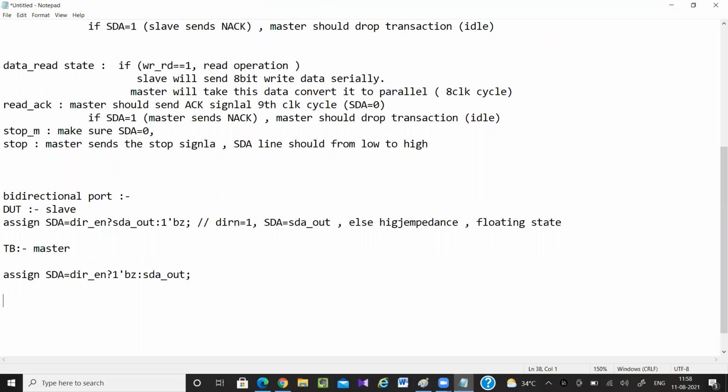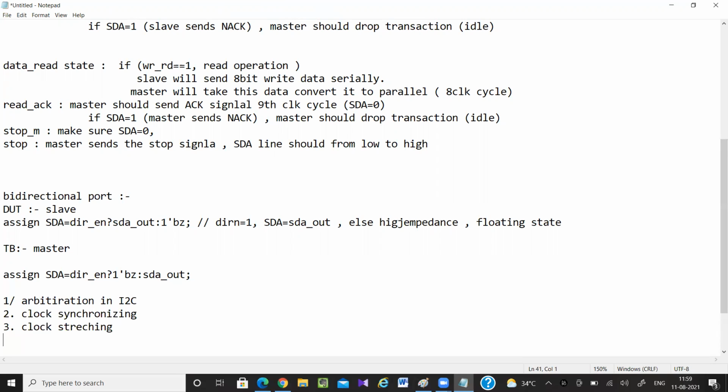I will provide some I2C interview questions. First question is, what is the arbitration? Second is clock synchronizing and clock stretching.